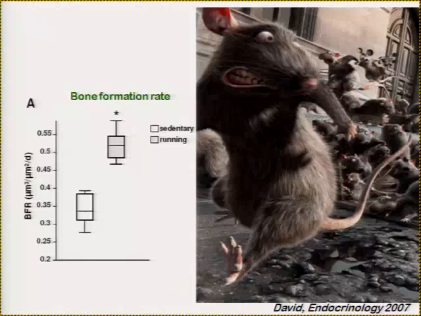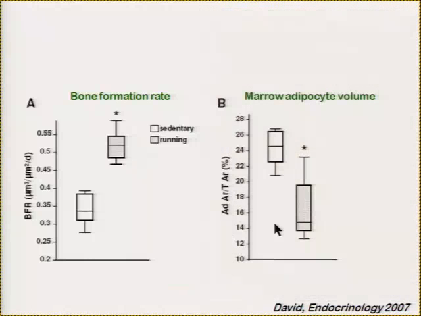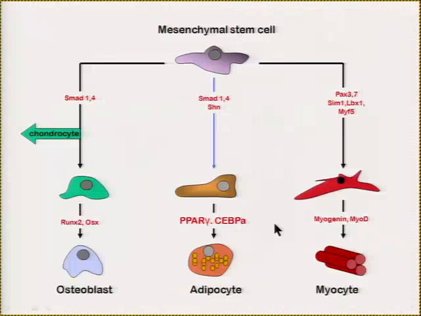And this is shown in this experiment done by a French group. They ran rats, in this case, not mice. And you can see that if you run rats, you get a lot more bone formation. And if you look at the marrow, you get a lot fewer adipocytes in the marrow.